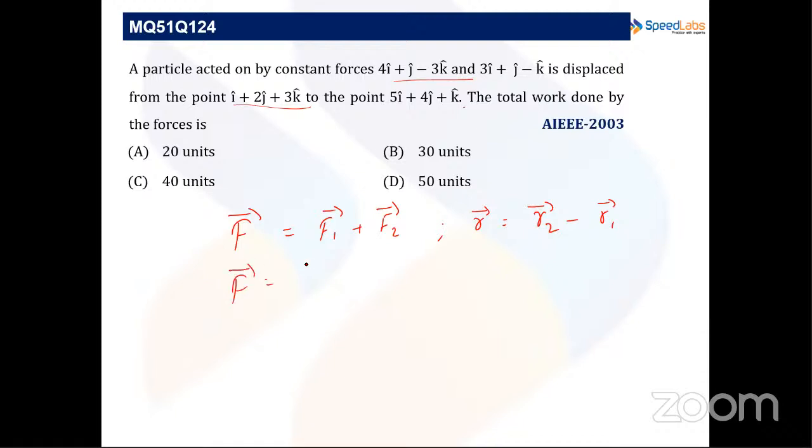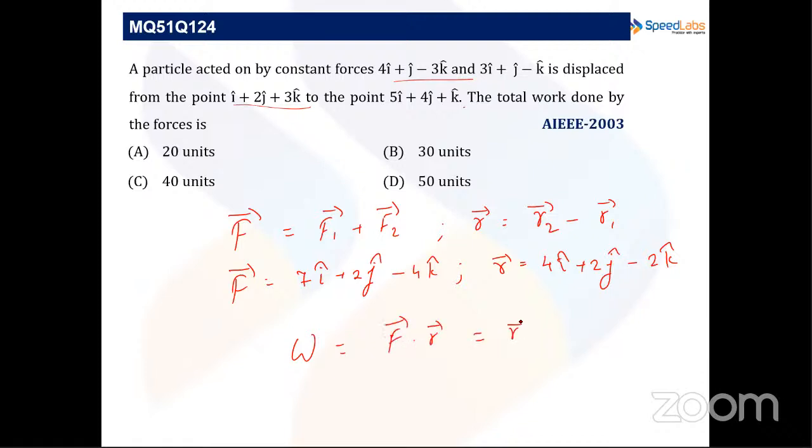So the force will be 7 i cap plus 2 j cap minus 4 k cap, and displacement r will be 4 i cap, oh sorry, plus 2 j cap minus 2 k cap, and work done equals f dot r, or you can say r dot f because it is commutative, so it is the same.